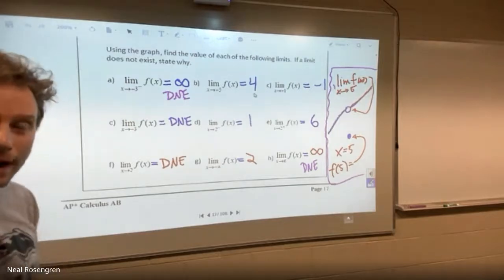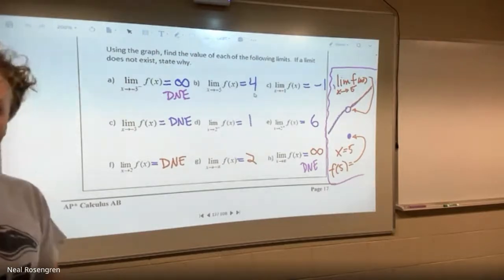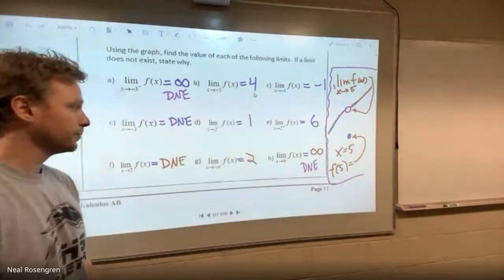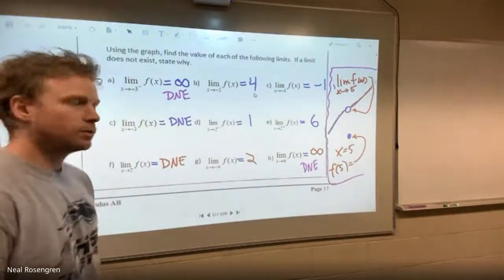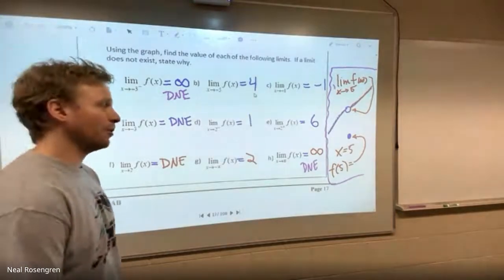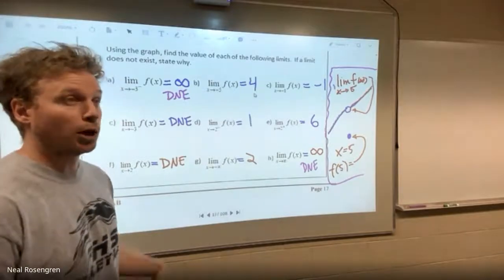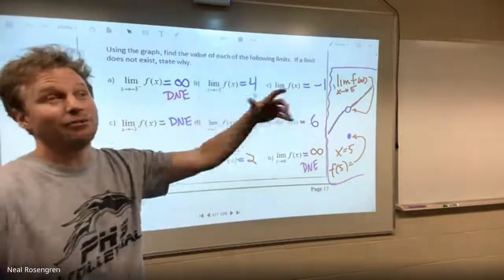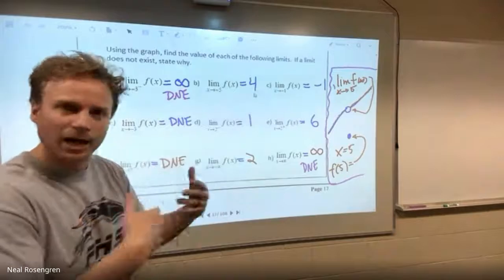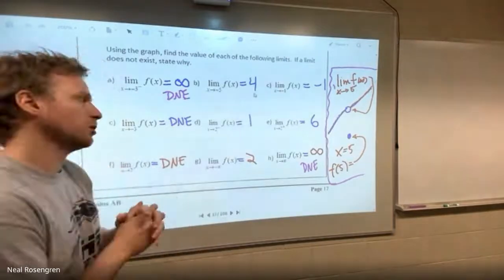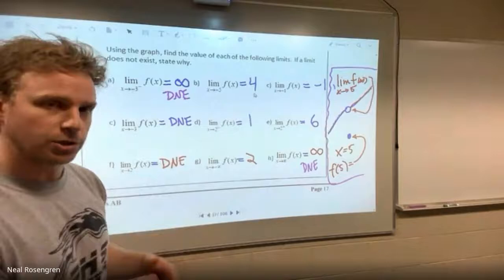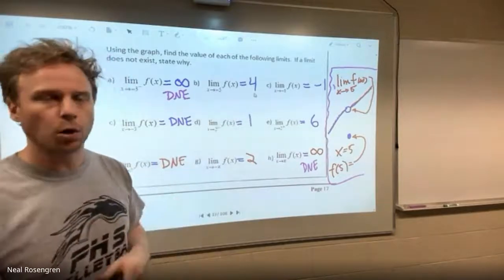Okay, so for A and for H, I think you have some freedom there to say one or the other. Again, the reason why I'm allowed to say something like that for H is because I can only approach infinity from the right. It's already kind of a one-sided limit in its own right, so I'm allowed to say infinity rather than just does not exist, but you can use one or the other.